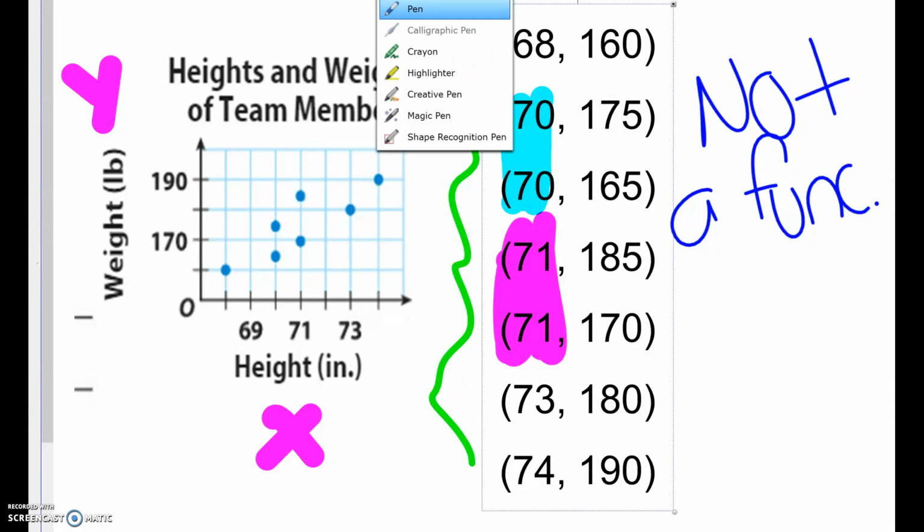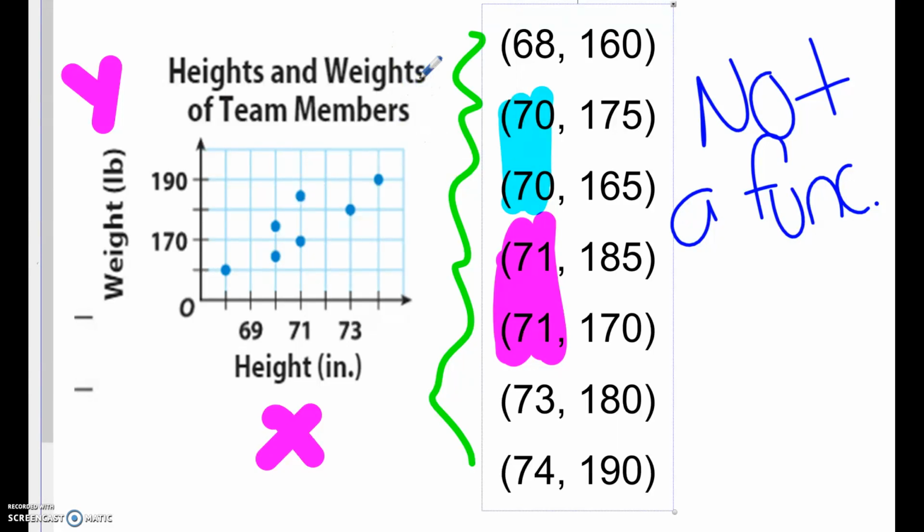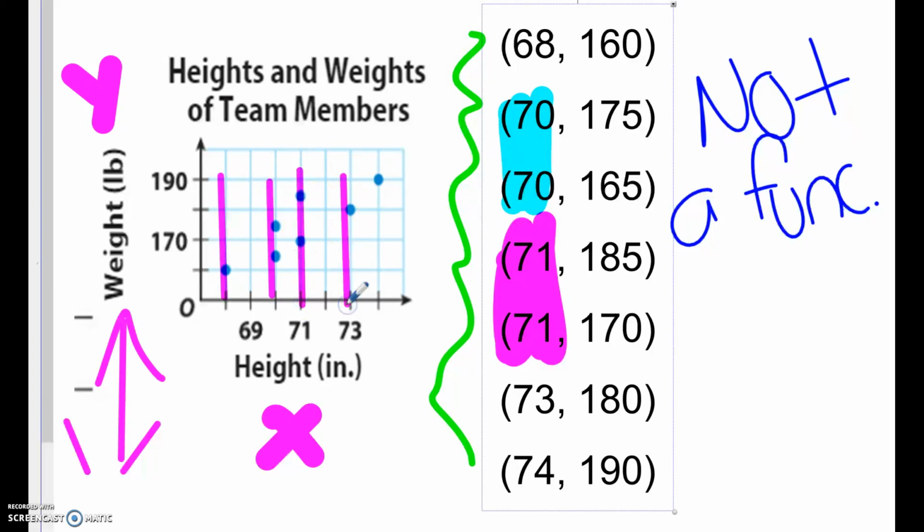Another way we could do this is using what's called the vertical line test. Vertical line, we know, is up and down. So as we go across, we're going to see with our vertical lines if any of those points are on that same vertical line. Well, at the 70 and the 71, it does not pass our vertical line test because there are 2 dots on those vertical lines.